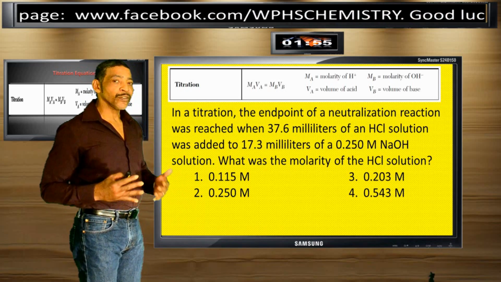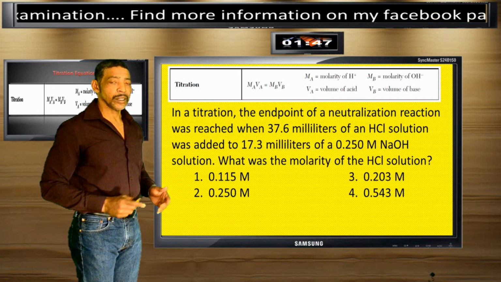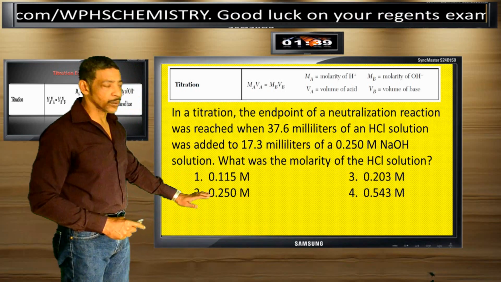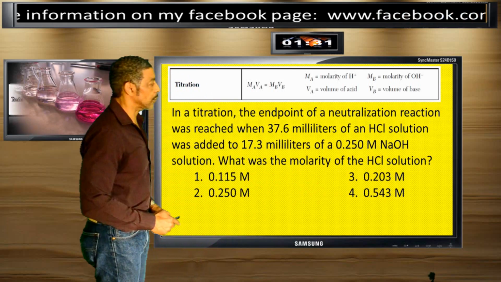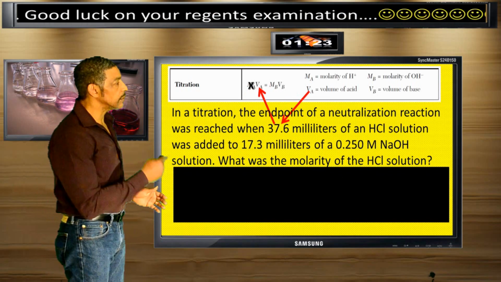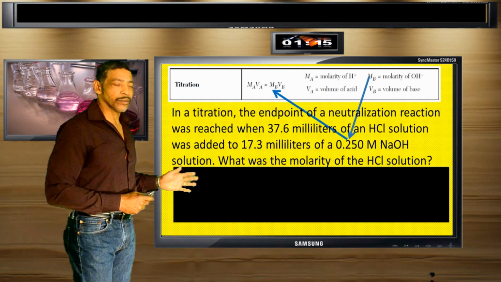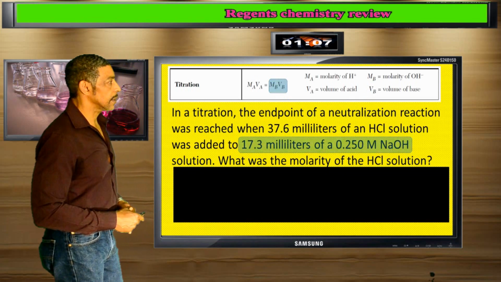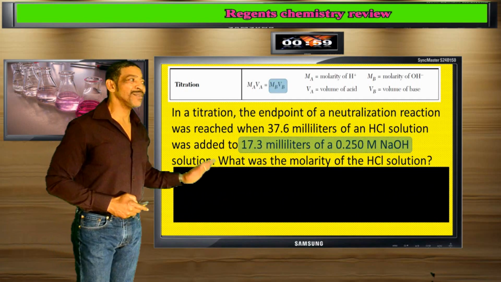Notice yet again that the information, in this case the information for the base, are written relatively close together in the practice problem. You should remember this for the Regents examination. At any rate, the choices are number 1, 0.115 molar, number 2, 0.250 molar, number 3, 0.203 molar, or number 4, 0.543 molar. From the information, the molarity of the acid is unknown, and the volume of the acid is 37.6 milliliters. And the molarity of the base is 0.250 molar, and the volume of the base will be 17.3 milliliters. Yet again, I must emphasize, these measurements are written relatively close together in the question and are on the same side of the titration formula.